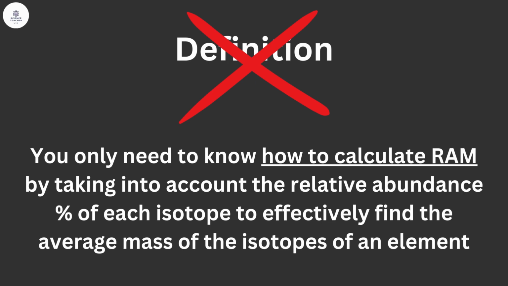So what's the definition needed for relative atomic mass? Well, the good news is you do not need to learn the definition. You only need to know how to calculate relative atomic mass, and you do this by taking into account the relative abundance or the percentage of each isotope, and then you are effectively finding the average mass of the isotopes of an element.